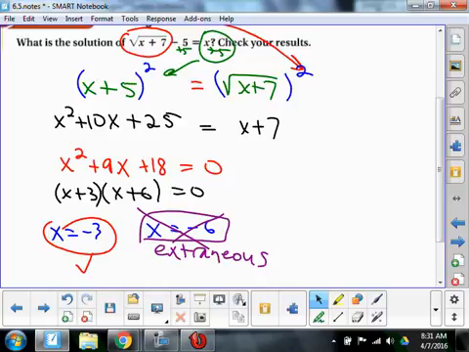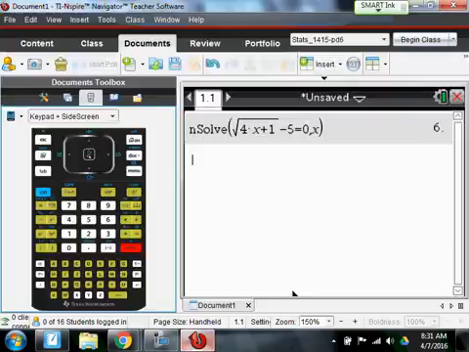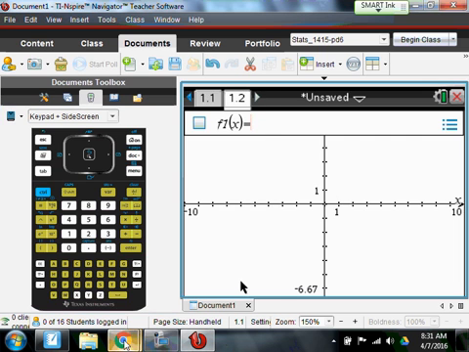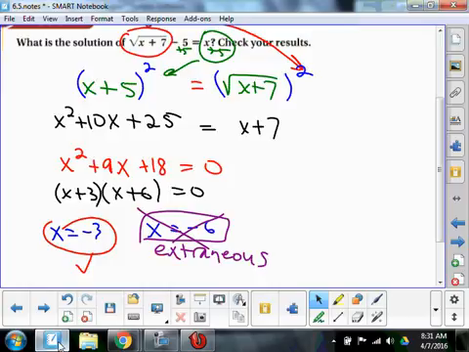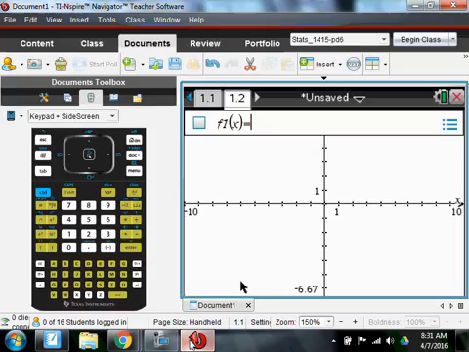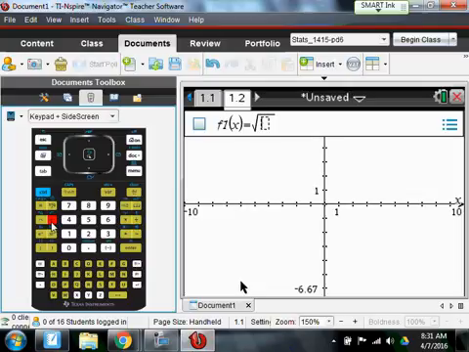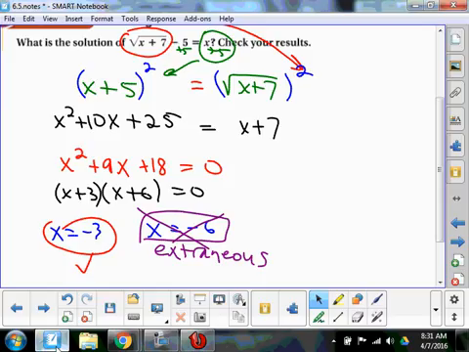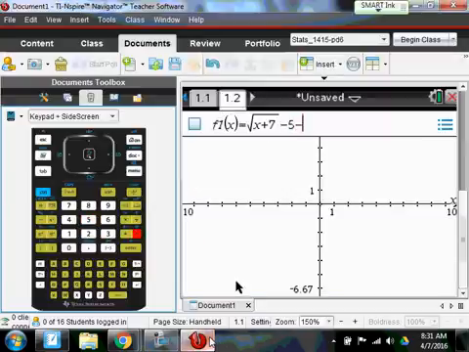How about we graph it? How about we go to a graphing page on our calculator and we graph this. Square root x plus 7 minus 5 minus x. Do I want to do this in 2 functions or 1? 1? Okay. So what I need to do then is I need to go ahead and subtract that x so everything's all equal to 0. Everybody see what I got going on here?